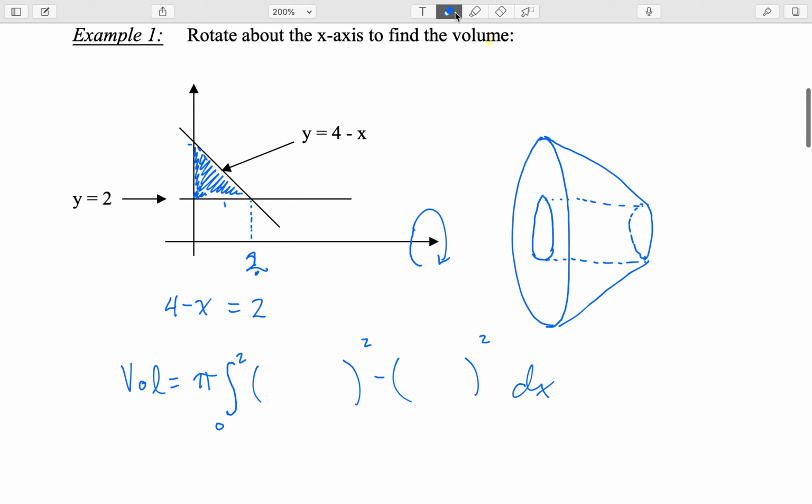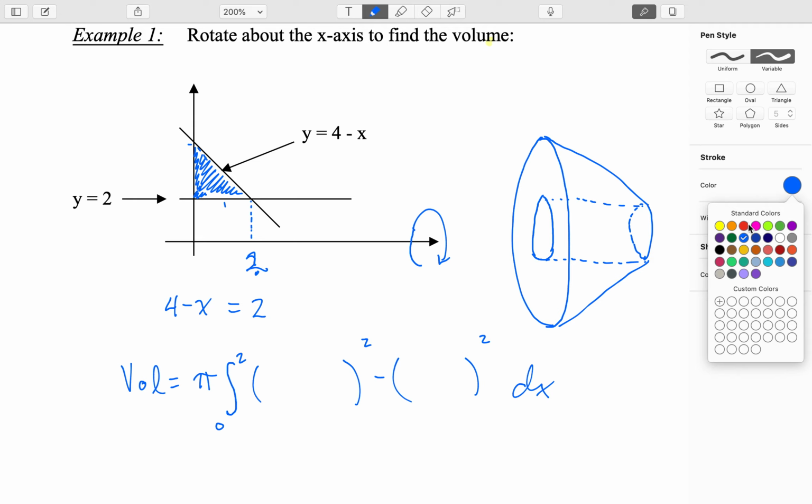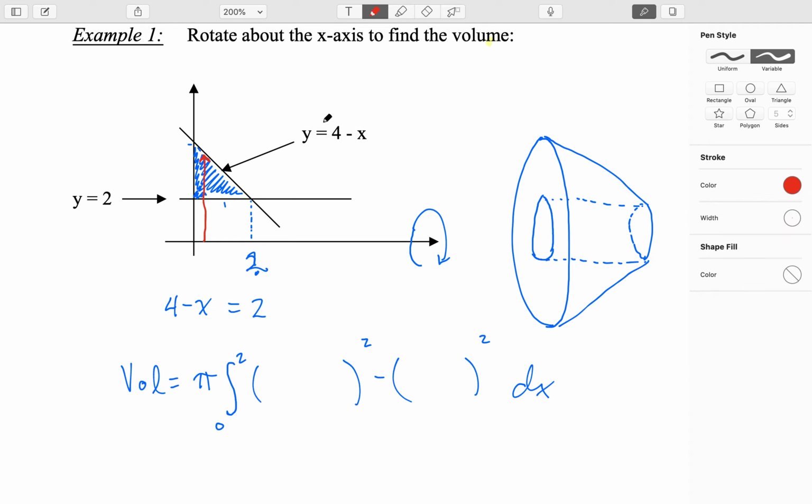And you know what? Let's do this one in red. The outside function is the distance from here all the way up to here, and that is this function. This is 4 minus x. So this is going to be 4 minus x squared. That's the outside function.